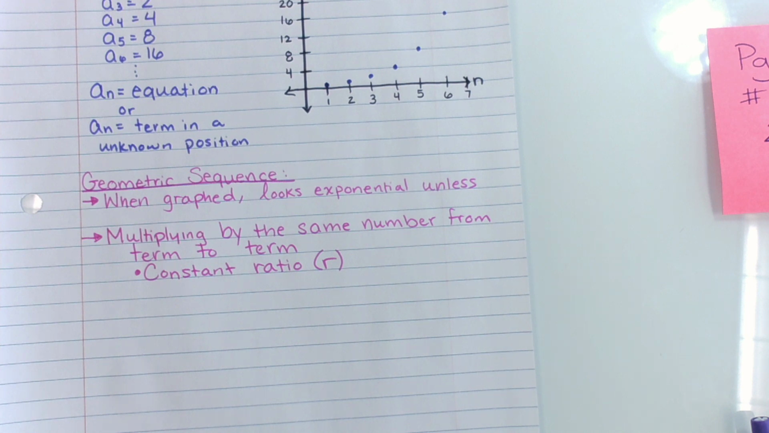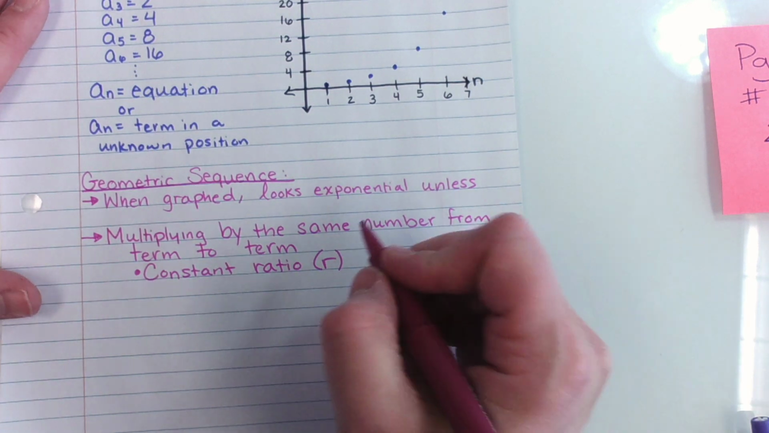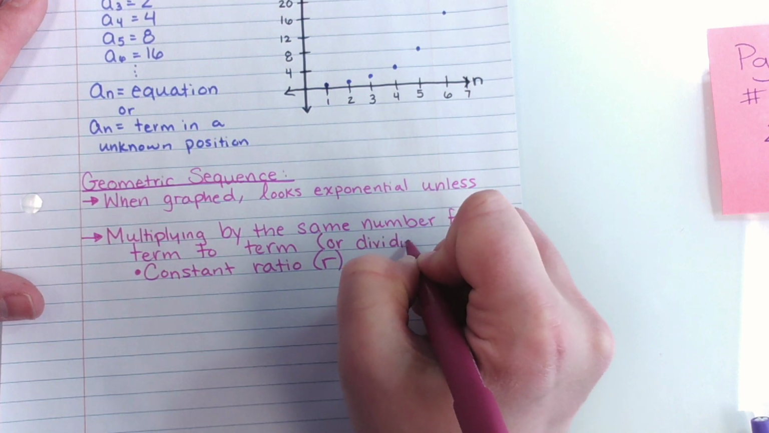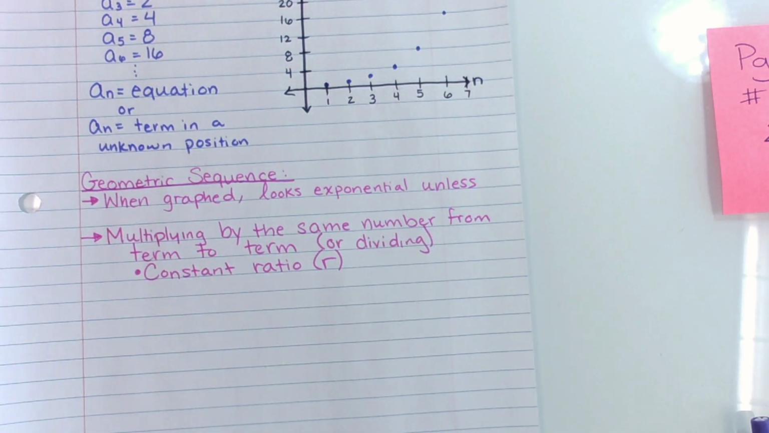Now, when multiplying by the same number every time, there's also the possibility of multiplying by a number that's between 0 and 1. And when you do that, the number gets smaller and actually doesn't look like you're multiplying by anything at all. It looks like you're doing the opposite, dividing. If it looks like you're dividing by the same number every time, technically you are multiplying by something, and it is a geometric sequence.